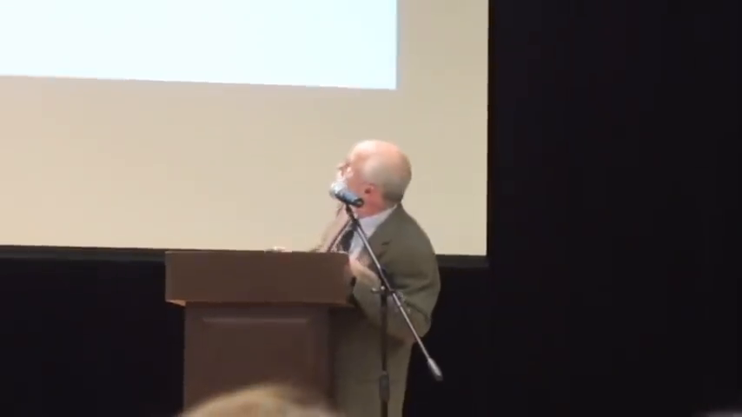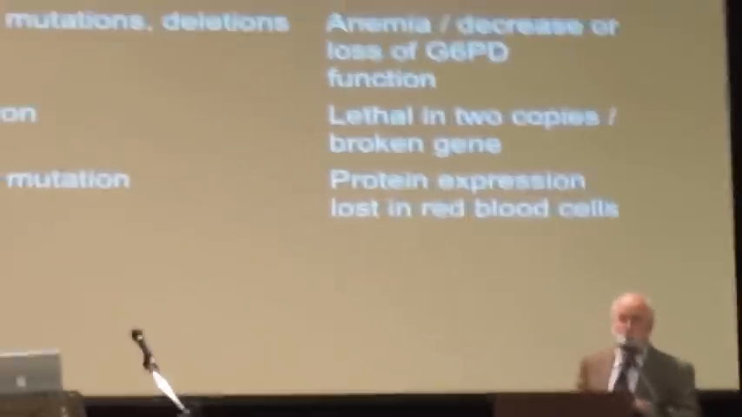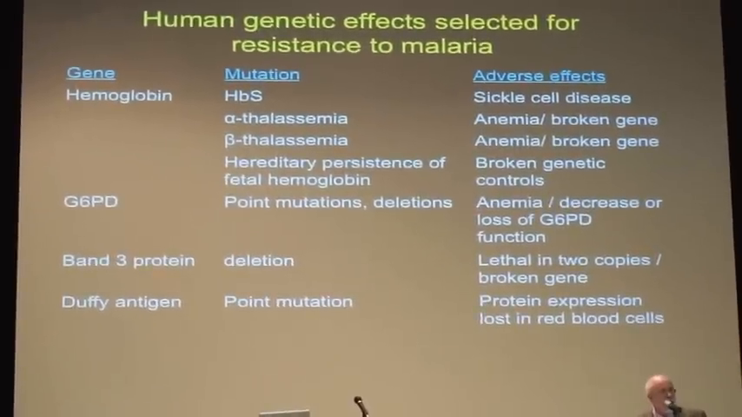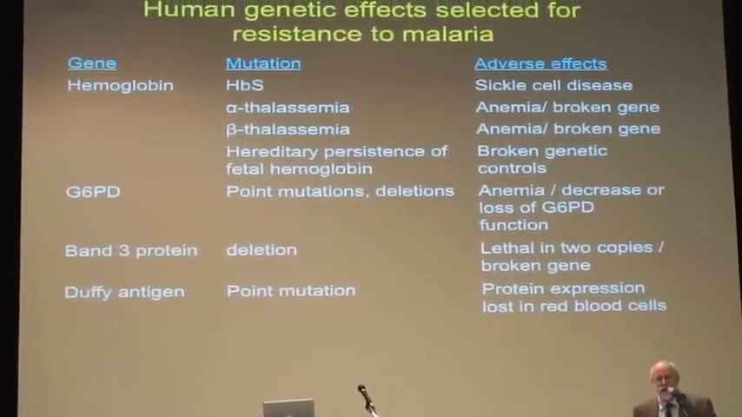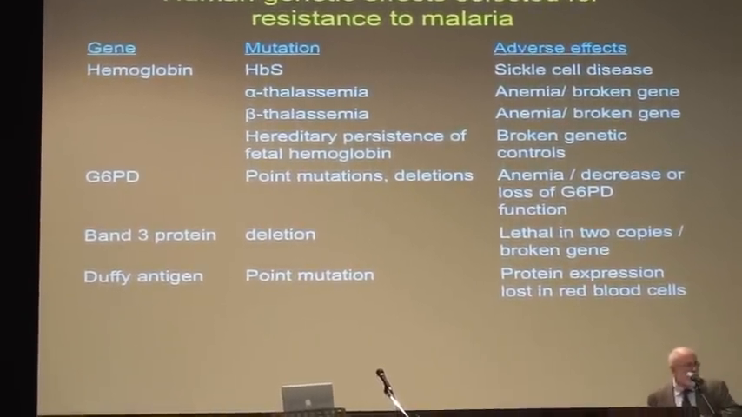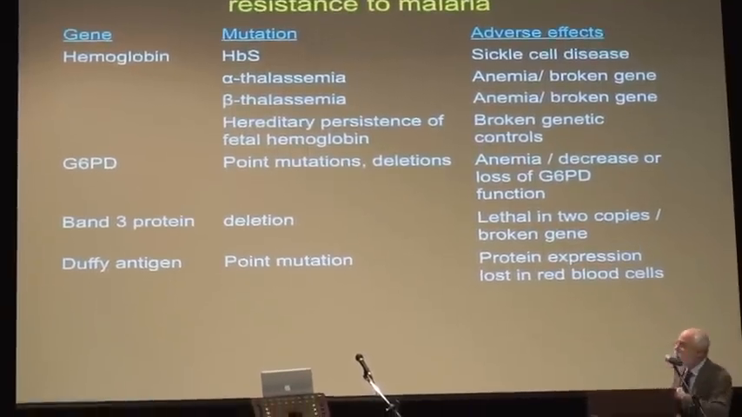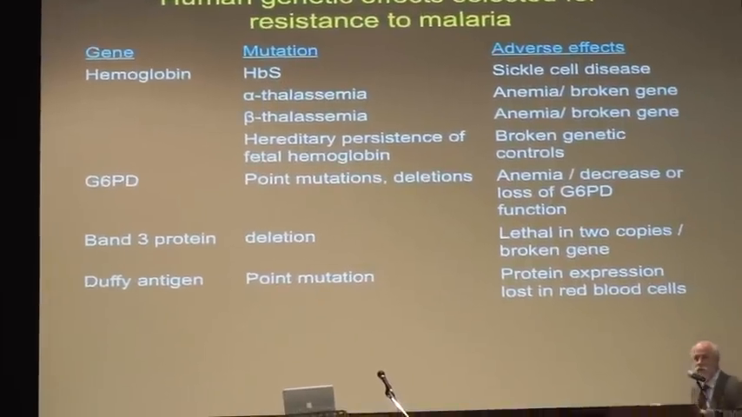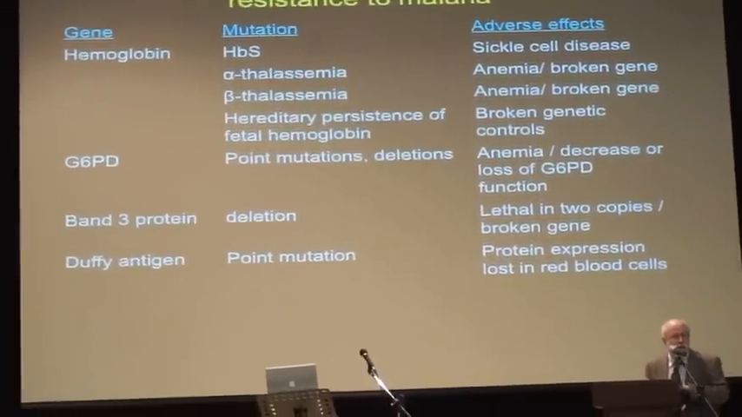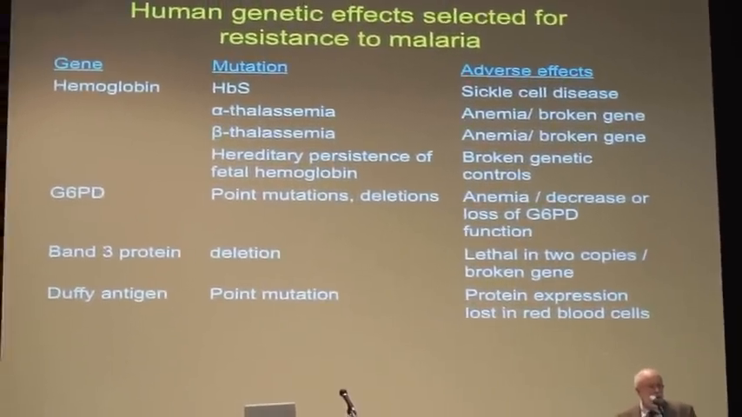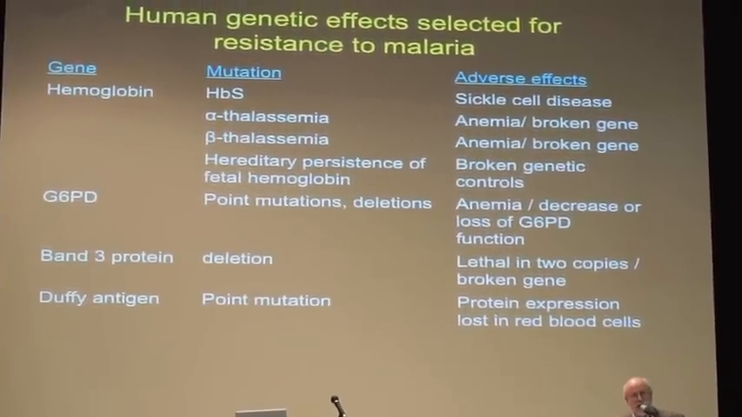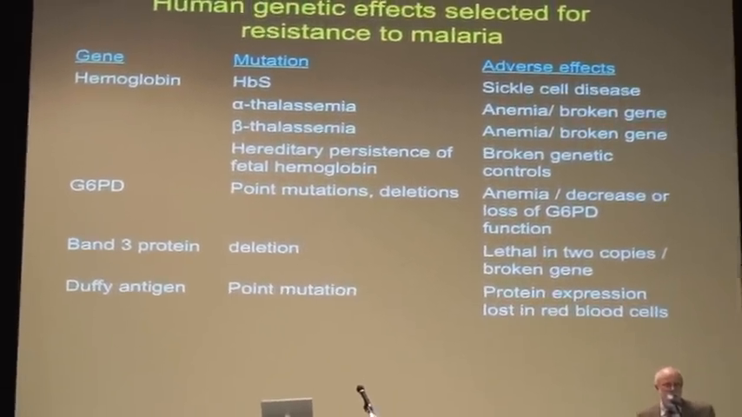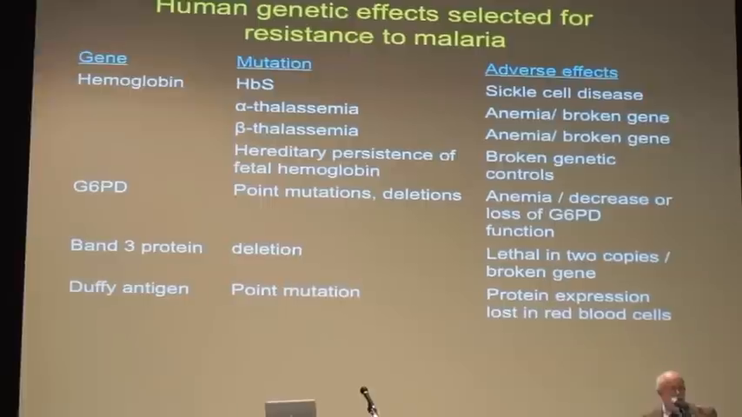For example, here's a table of genetic changes, mutations that are helpful for people who live in malarious regions of the world to resist malaria. And the most famous one is the sickle cell mutation, which helps resist malaria, but it also can lead to sickle cell disease, which can cause death at a young age. So it's really not a very elegant solution. But there's a handful of other mutations too.